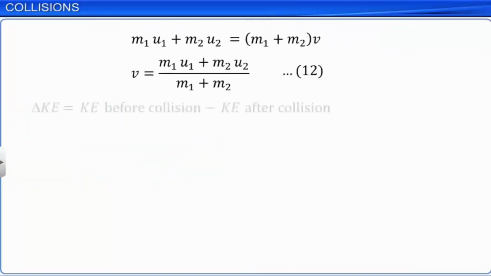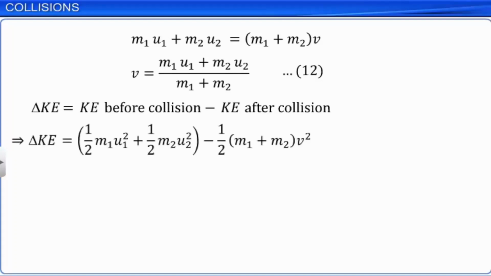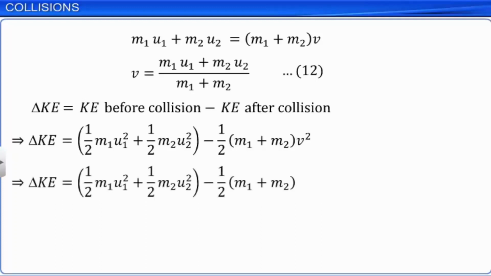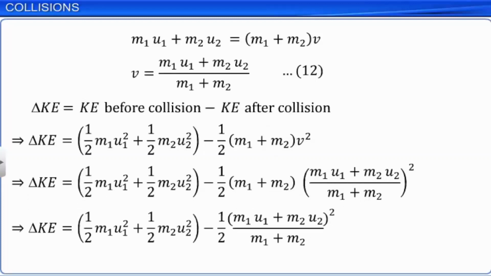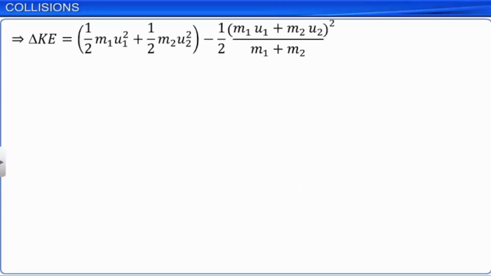The loss in kinetic energy of the system, delta KE, is equal to the kinetic energy before the collision minus the kinetic energy after the collision, which is half m1u1 square plus half m2u2 square minus half into (m1 plus m2) into v square. We substitute the expression for the common velocity v from equation 12 in the expression for delta KE and simplify as shown.